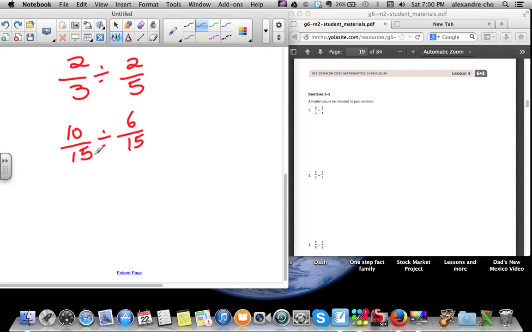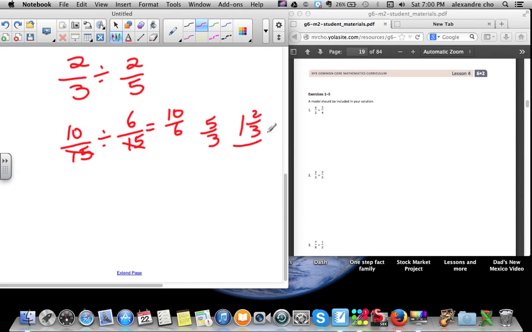Okay. If you want to do this just to back up your modeling, to see if you get the same answer, you cross these out. 10 divided by 6 is 10 over 6, which is the same thing as 5 over 3. Which changed to a mixed number becomes 1 and 2/3.